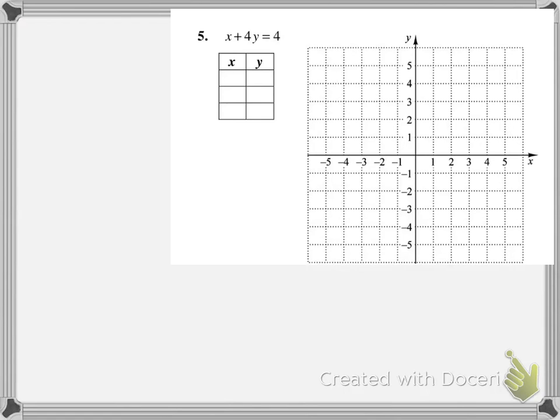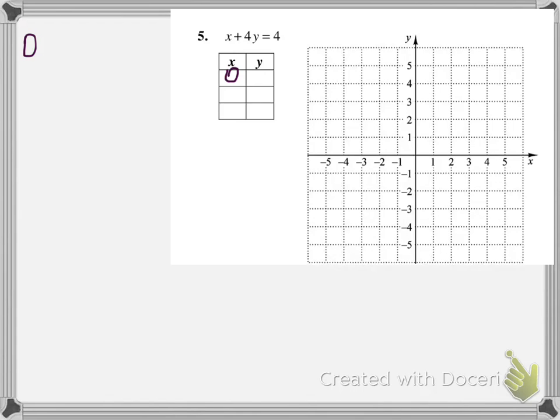Now, what's different about this one is the equation is set up a little bit differently, but that's okay. I'm going to go ahead and pick some numbers. It's a little bit more difficult for me to pick numbers when it's not already y equals, because I'm not sure if there's going to be a fraction or not. So we may have to deal with that in a minute. But I'm going to pick 0.